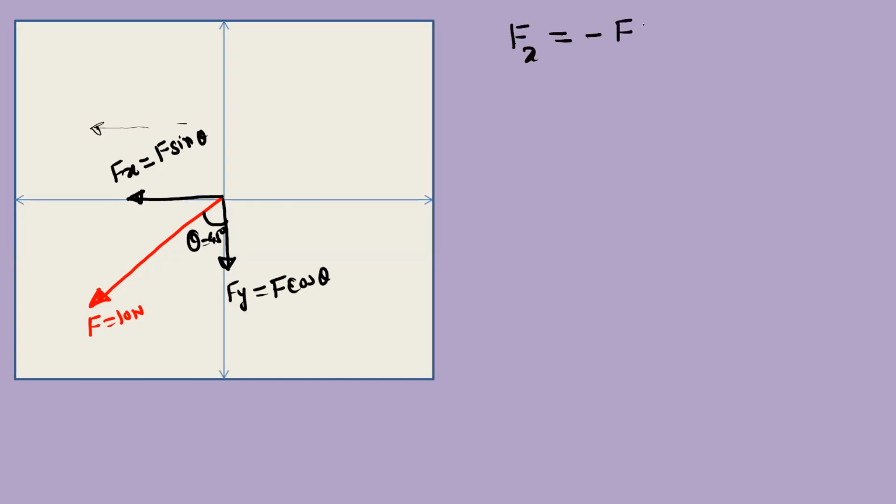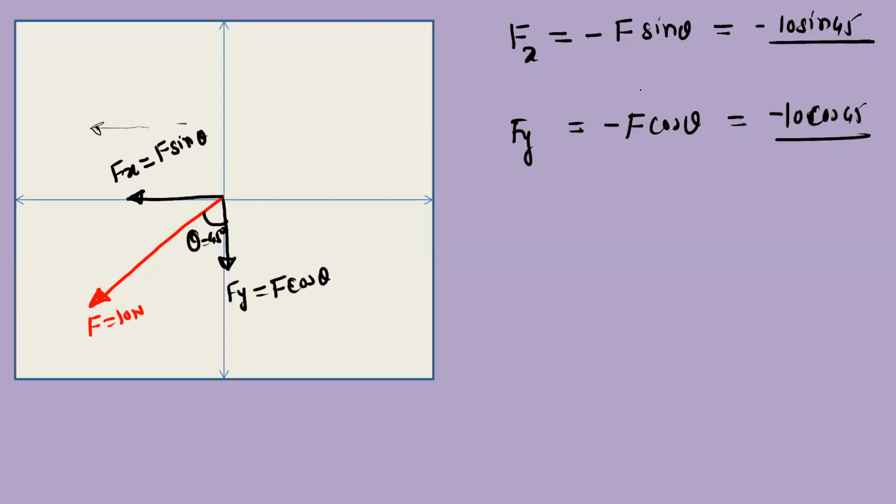So minus f sine theta. So it is a minus 10 sine 45. And the y component is also minus because it is along negative y direction. So minus f cos theta. So that is minus 10 cos 45. Okay. So this is the resolution when the force acts in the third quadrant.